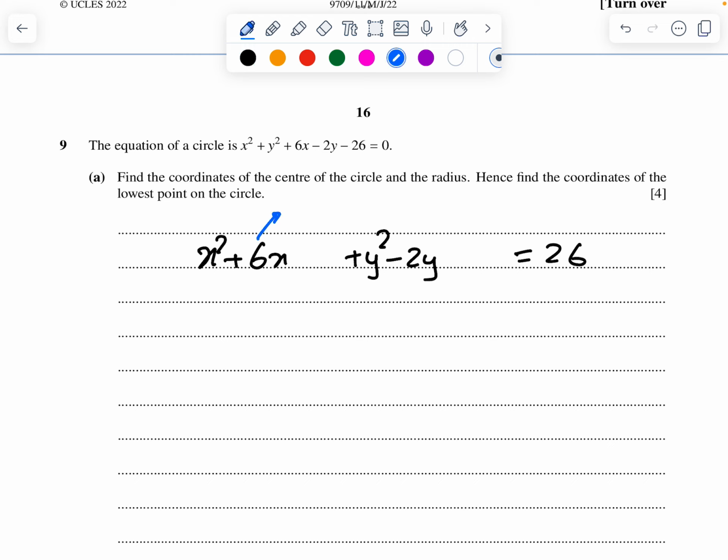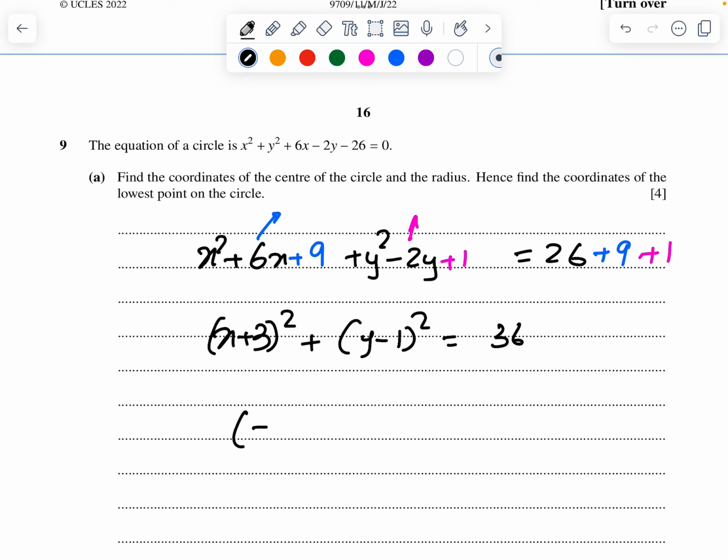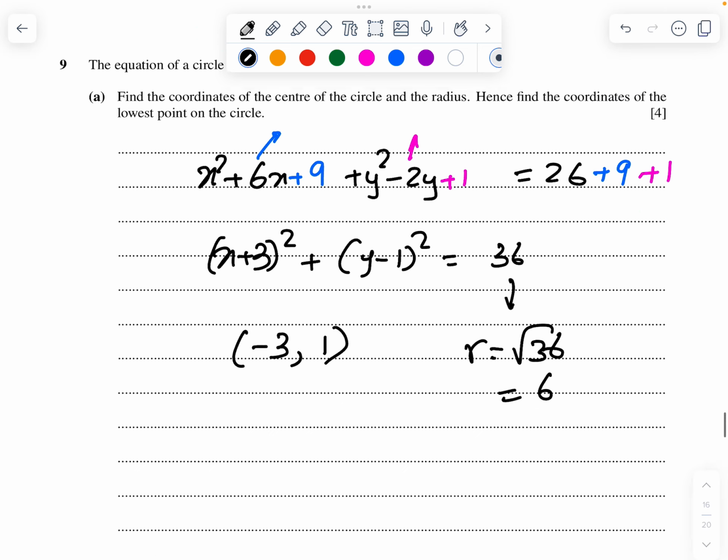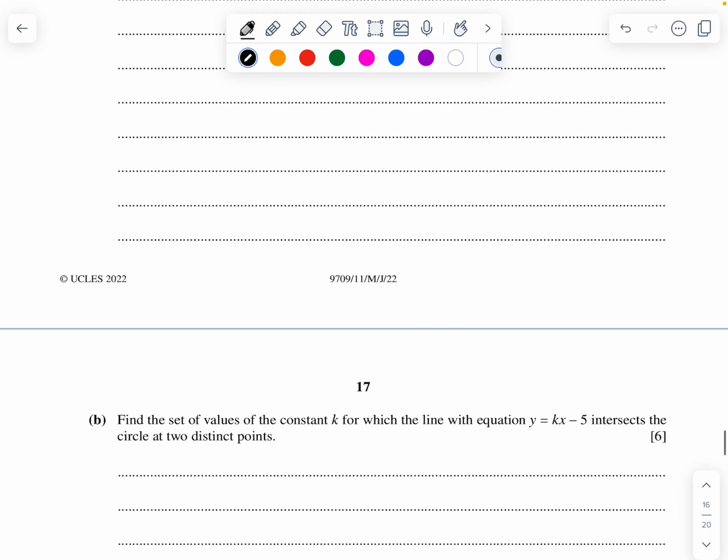Half of this number is 3. Add 3 squared on both sides, 9. Then half of this number is 1. Add 1 squared on both sides, 1. So this will become (x + 3)² + (y − 1)² = 36. So the center is (−3, 1) and the radius is the square root of 36, which is 6. Center is (−3, 1) and radius is 6.